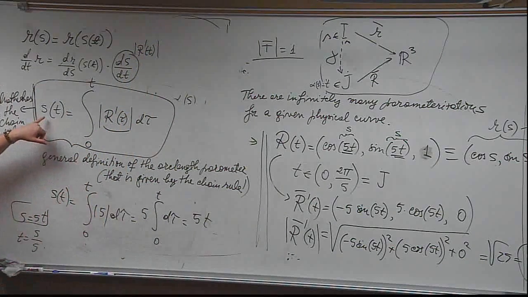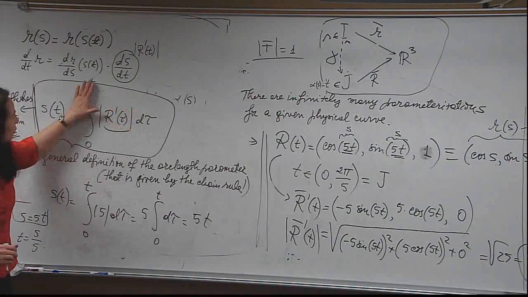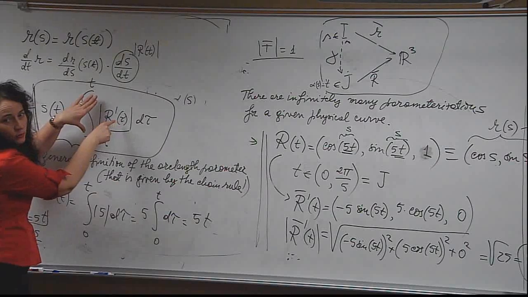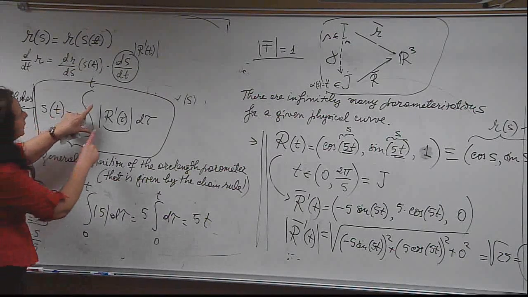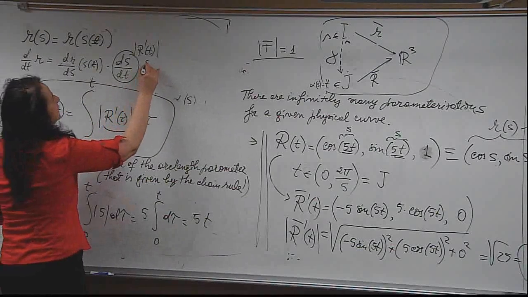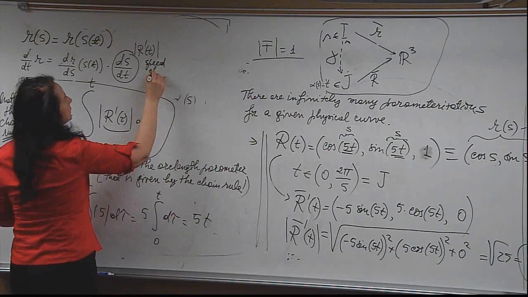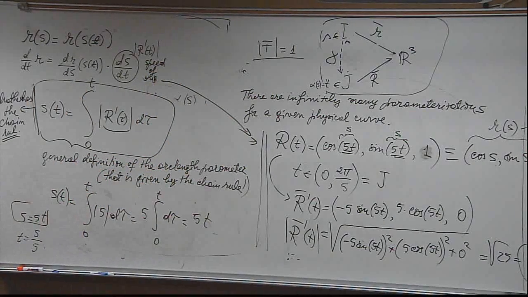So when you prime here, s prime of t will be exactly that, with t replacing tau. You learned that in Calc 1. I know it's been a long time. I can feel you're a little bit rusty, but it doesn't matter. So s prime of t, ds/dt, will simply be the absolute value of r prime of t. That's the speed of the original curve.